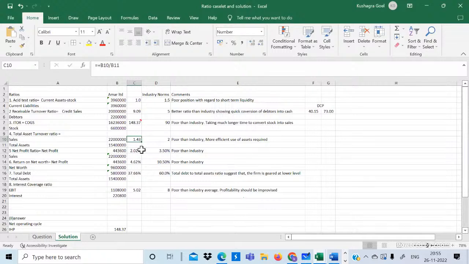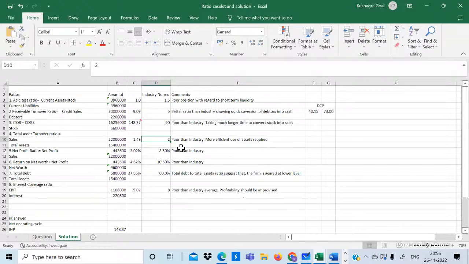What does this tell you? This tells you that for every 1 rupee of asset that you have, you generate a sale of 1.43. But what about your competitors? For every 1 rupee of asset that they have, they generate a sale of 2 rupees. So if both of you are in the same sector, you are generating only 1.43 for every 1 rupee of asset that you have, but your peer is generating a sale of 2 rupees for every 1 rupee of asset that the peers have, which means they're able to manage and take care of their assets much more efficiently compared to what you are doing.